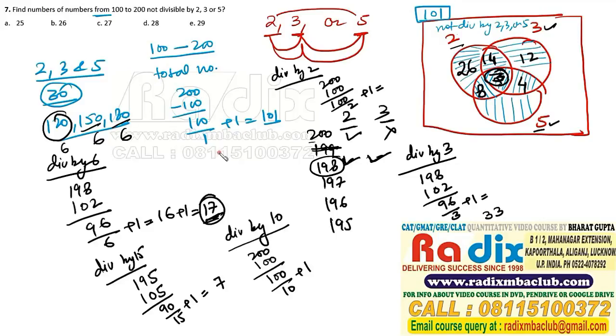Now divisibility by 5. Last number 200, first number 100, their difference is 100 divided by 5 plus 1, 21 numbers are there. Out of these, 15 are already counted, so 6 numbers are there. Okay.